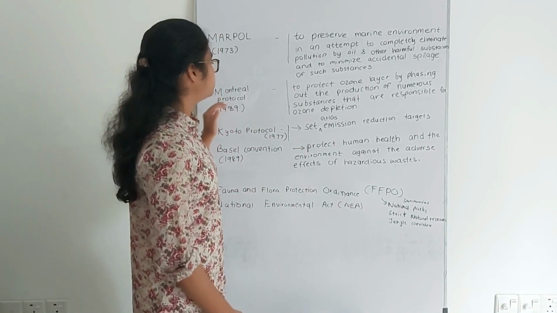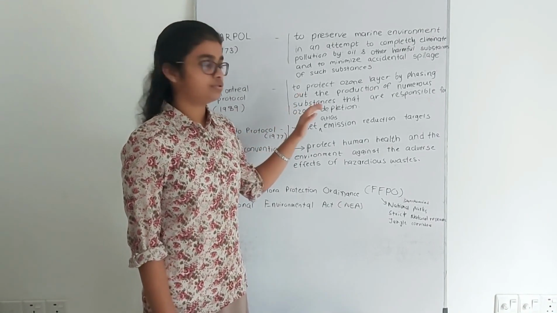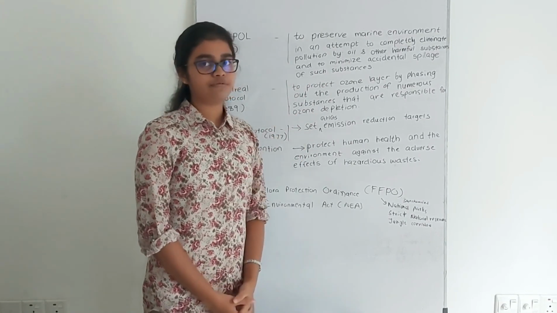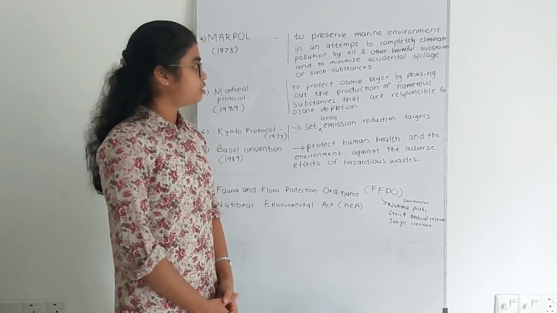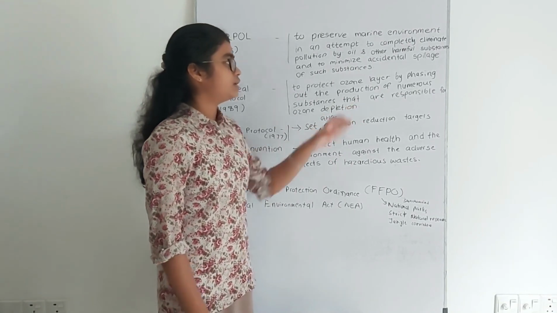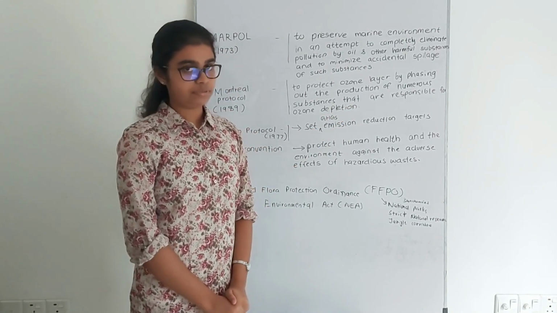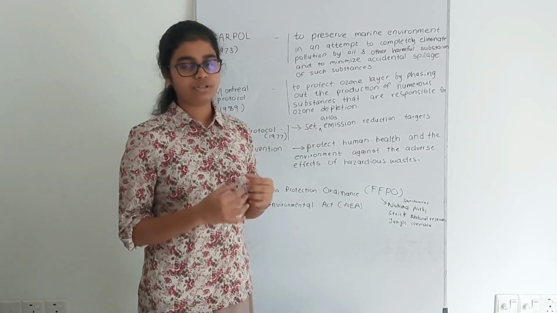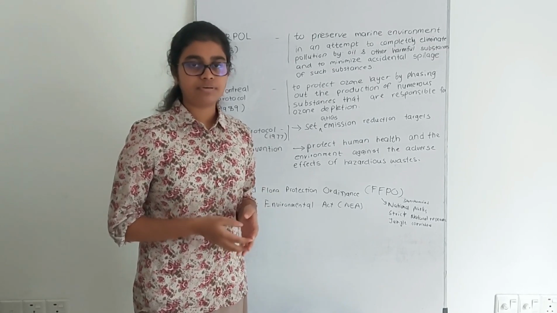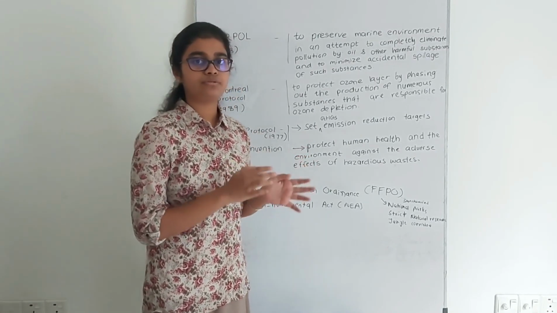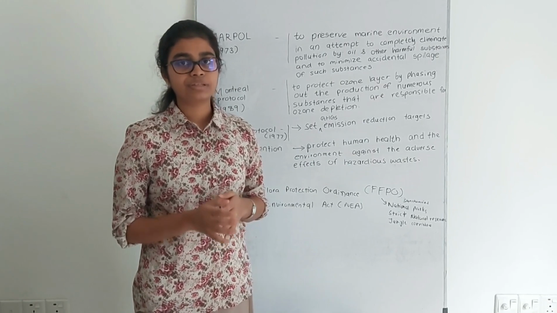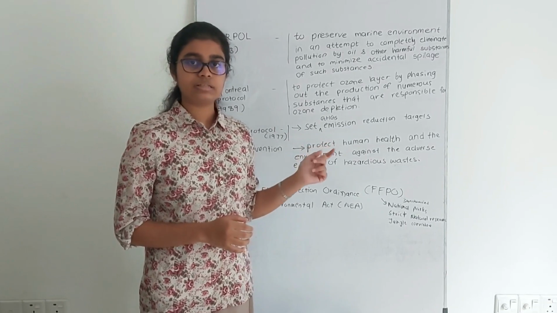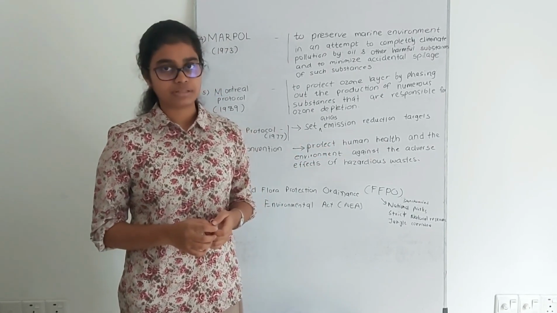The Montreal Protocol is about the depletion of the ozone layer. So their target is to protect ozone layer by phasing out the production of numerous substances that are responsible for the ozone depletion. The Kyoto Protocol sets greenhouse gases emission reduction rates. For example, in the time period from 2013 to 2020, the parties are committed to reduce the emission of these greenhouse gases at least by 18%.